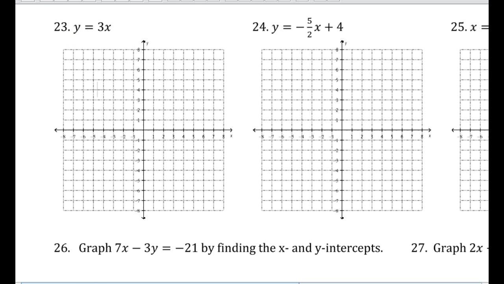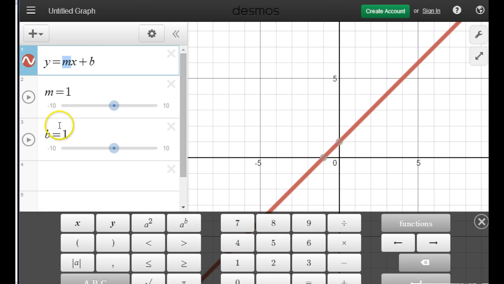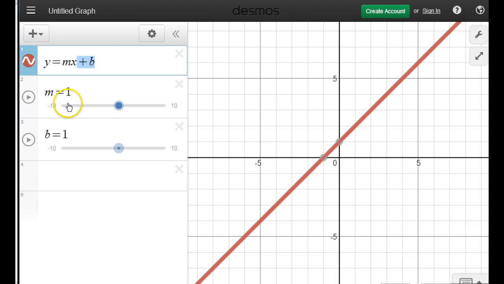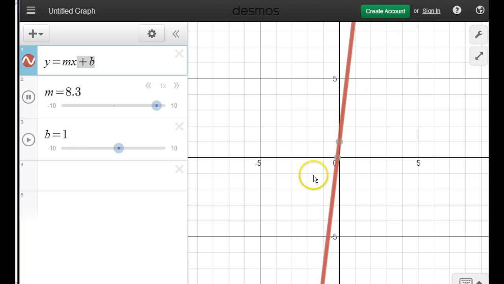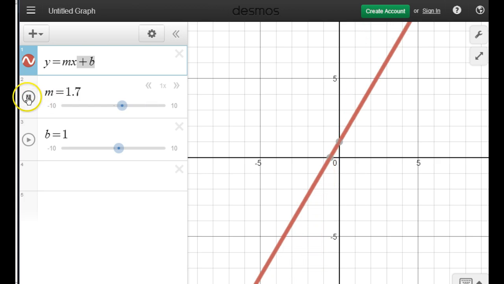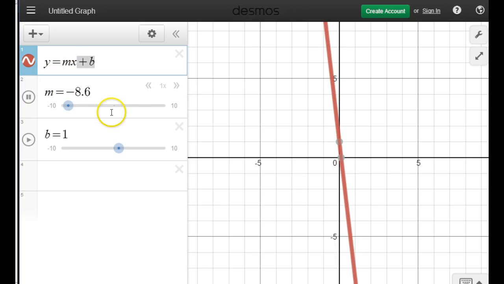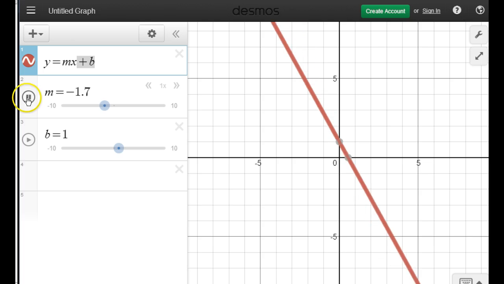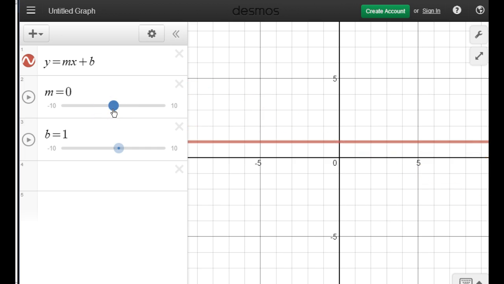Brief review of graphing. We have two parts to graphing a linear equation, a straight line. We have the m, which is the slope, and the b, which is the y-intercept. Just remember that m controls how steep the line is. Higher numbers make a steeper line. Lower numbers make a downward line. So all negatives are going down, all positives are going up. And in between would be the slope of 0, which is a horizontal line.